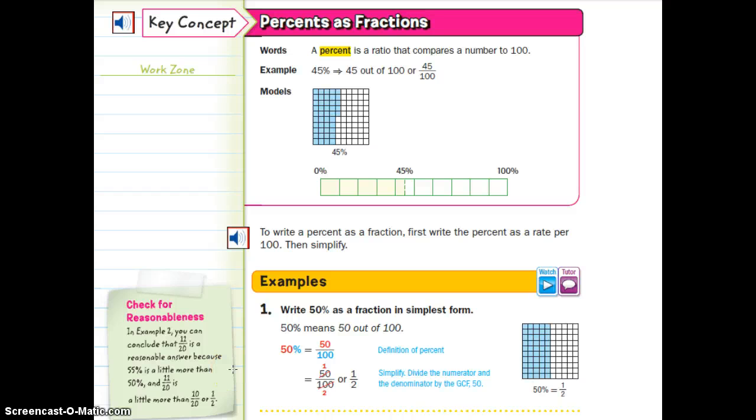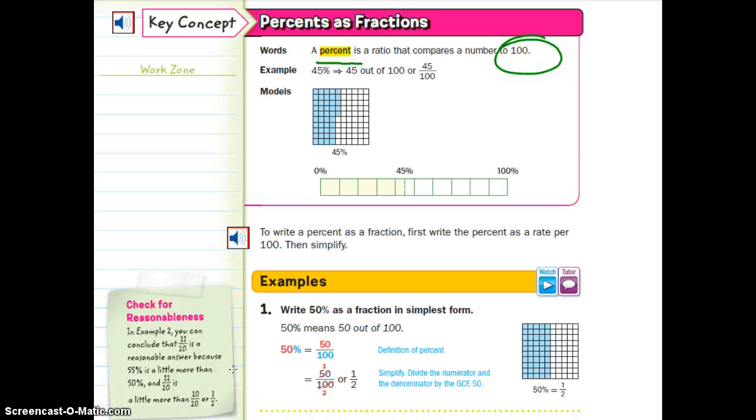So, percent is fractions. A percent is a ratio that compares a number to 100. The magic number for percents will always be 100. So, to write a percent as a fraction, first write the percent as a rate per 100. In this case, we have to write 50% as a fraction.